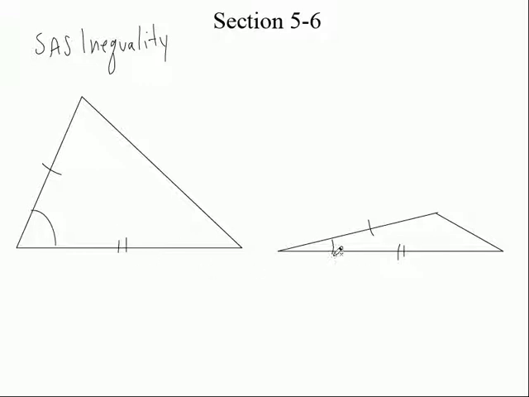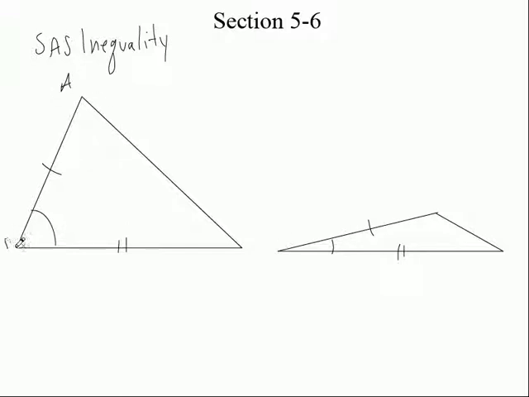That means this angle is not equal to this angle. I'll just put it like this. Okay, they are unequal. But I do have two equal sides, don't I? This side and this side are equal. That's one pair. This side and this side are equal. That's a second pair. But the angle between those two equal sides is unequal, right? This one's bigger than this one.